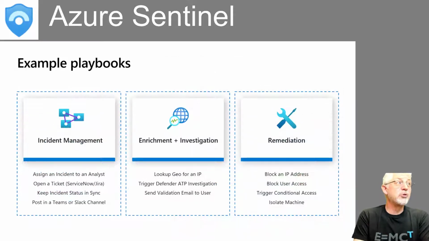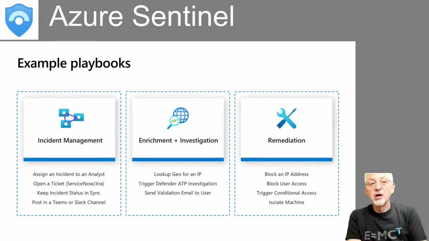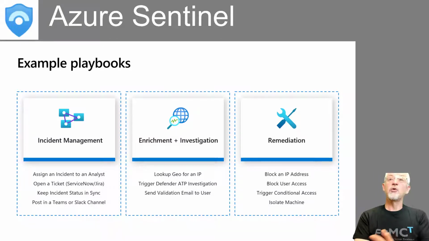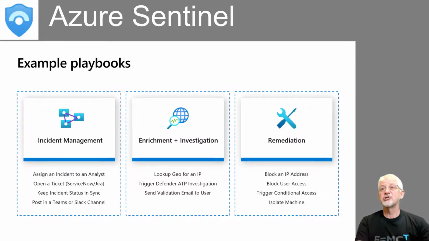Some example playbooks might be incident management, to assign an incident to an analyst, open tickets, keep the incident status in synchronization, or post something in Teams or Slack. You can also do geographic lookup for IPs. You can do remediation by blocking IPs. The world's your oyster, really, for what you can do in your playbooks. Let's go and have a look at a demonstration.